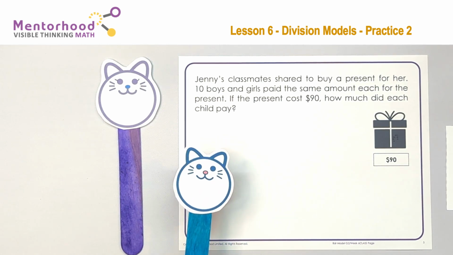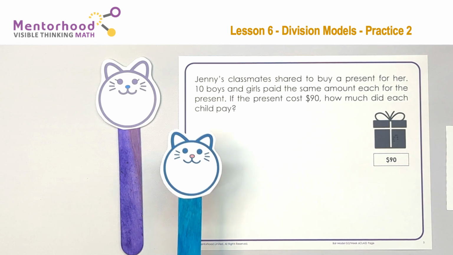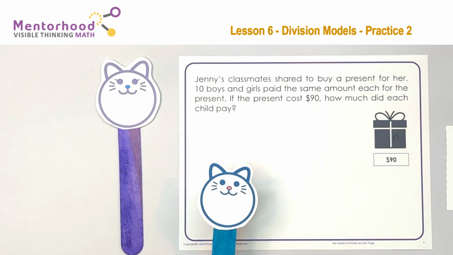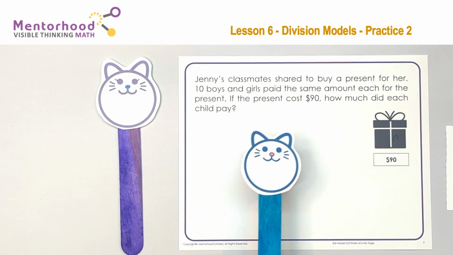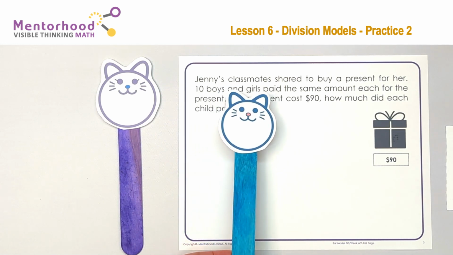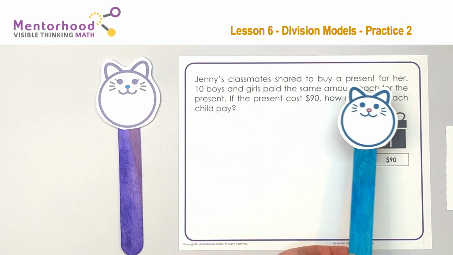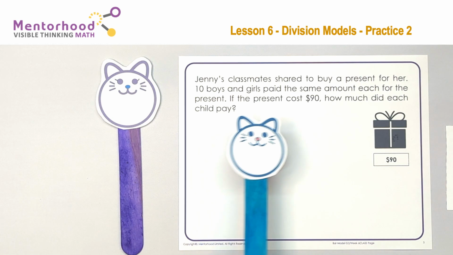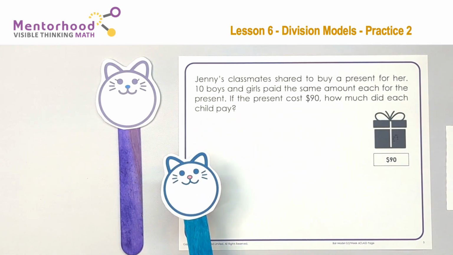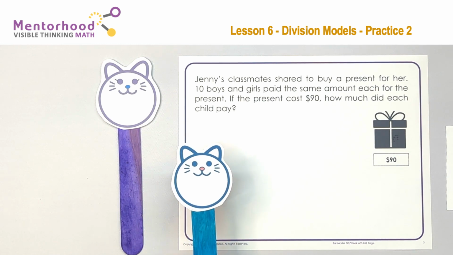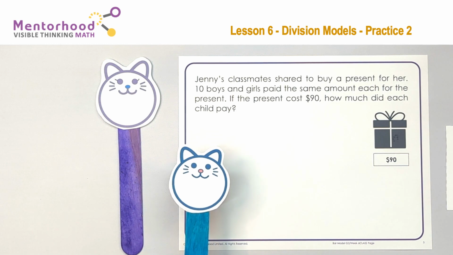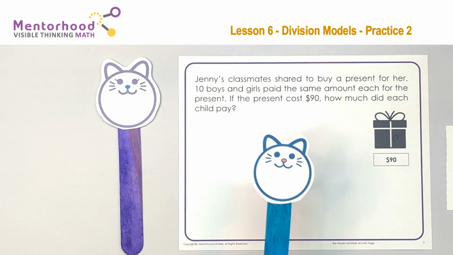All right, let's try to solve this. What do we know? Do we know the number of groups? Or do we know the amount in each group? 10 boys and girls paid the same amount for the present. How much did each child pay? So which one do we know? We know the number of groups because we know the number of children that the present's cost was divided among.